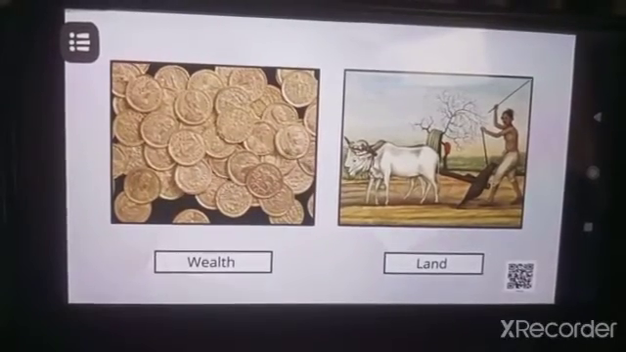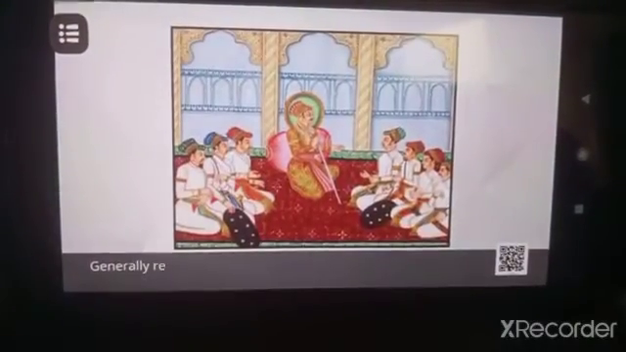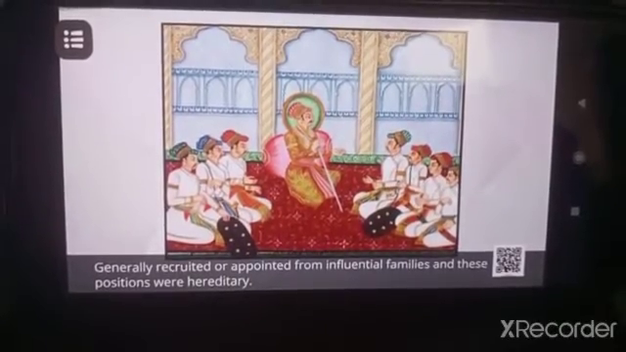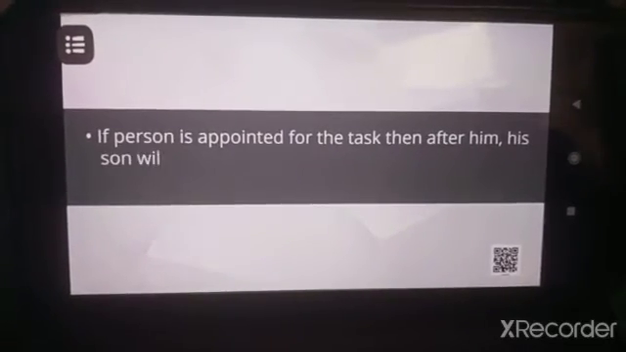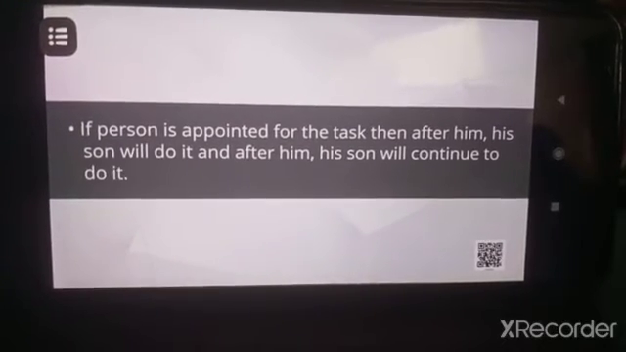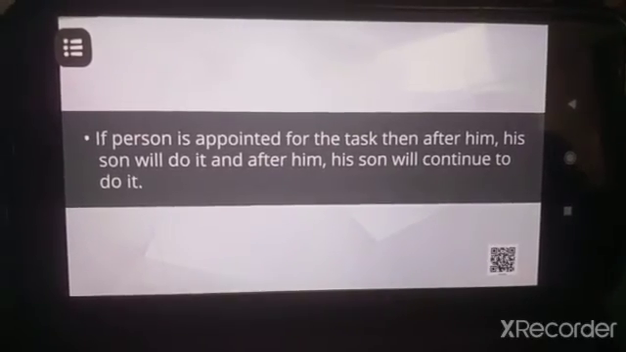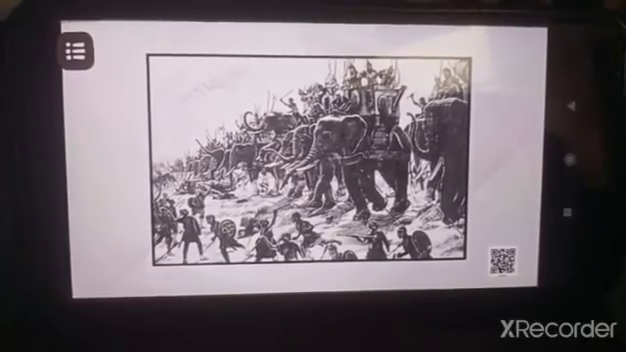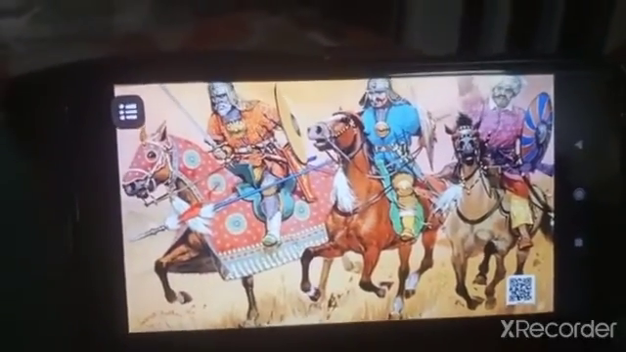The answer is that there were special functionaries to do this, who were generally recruited or appointed from influential families. And these positions were hereditary. Means if a person is appointed for the task, then after him his son will do it, and after him his son will continue. The same system was adopted in the army as well. And in many cases, the close relatives of the king were appointed to these positions.